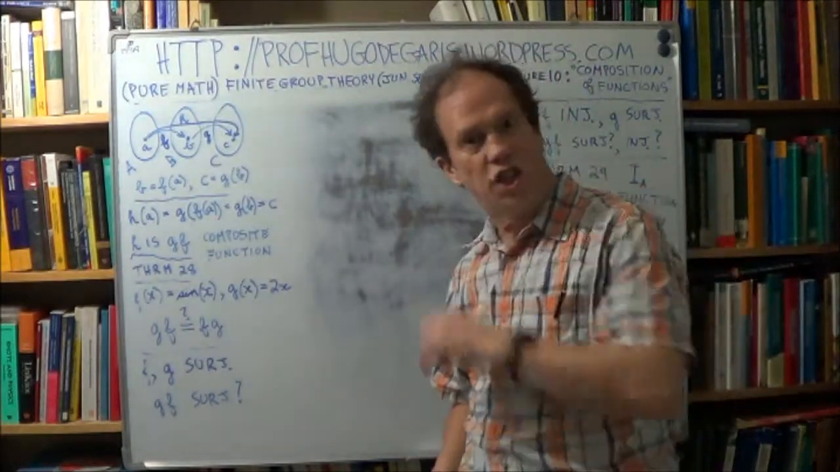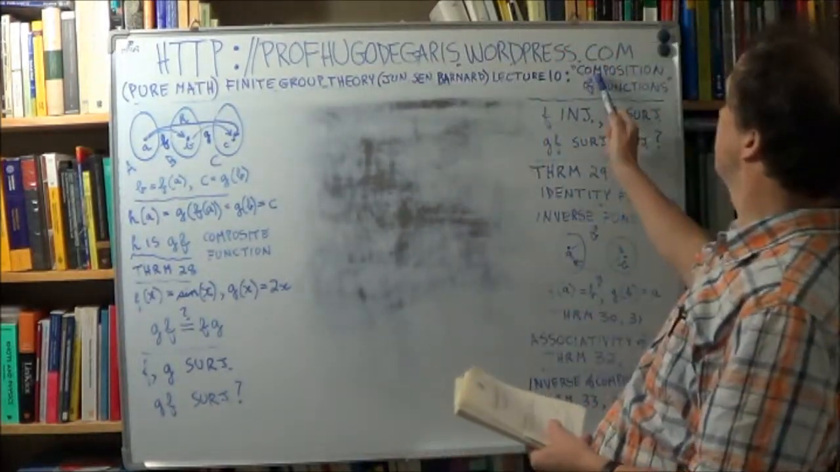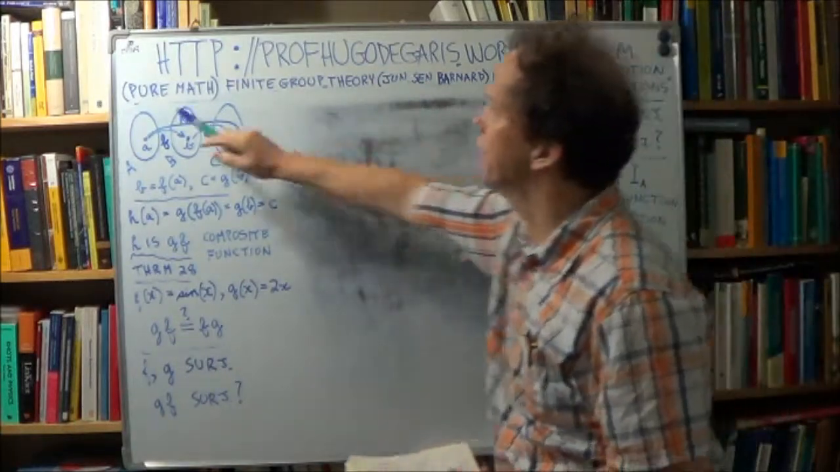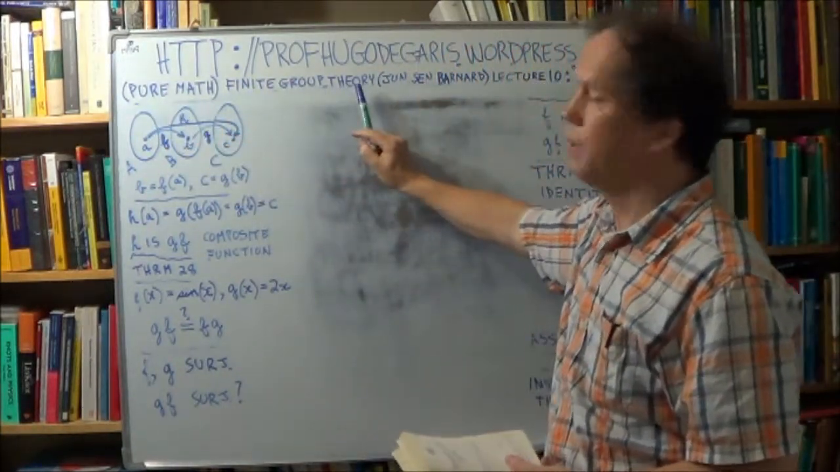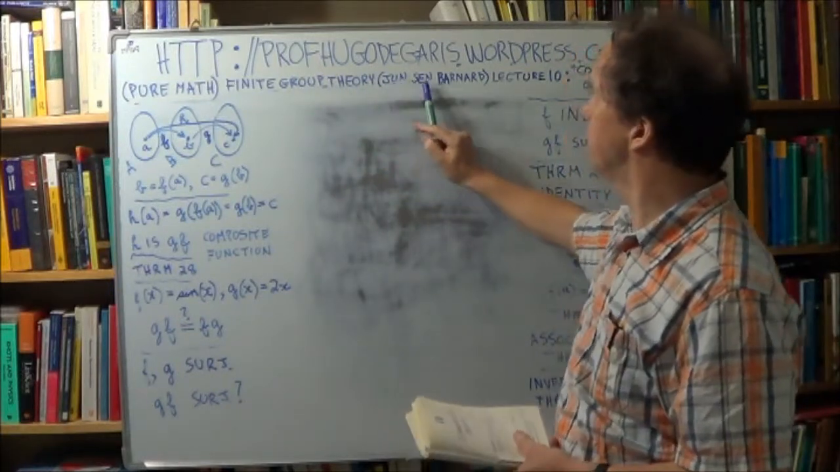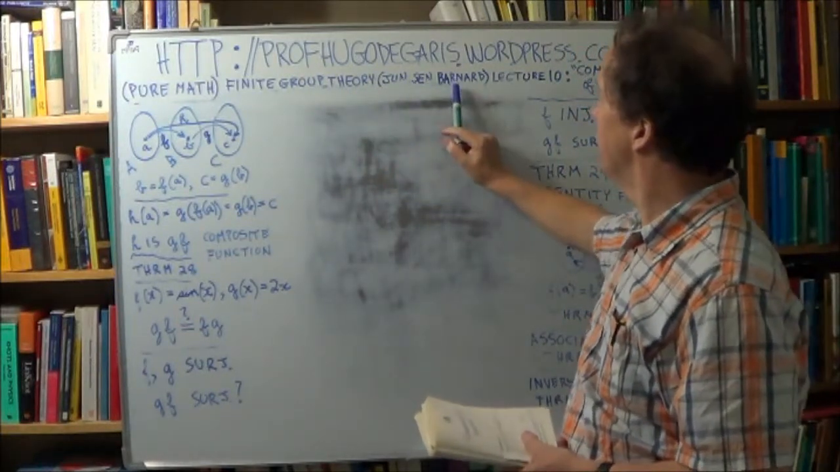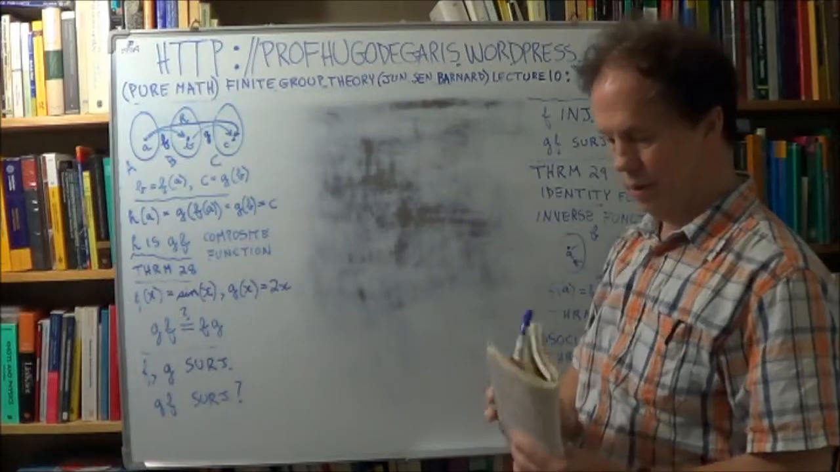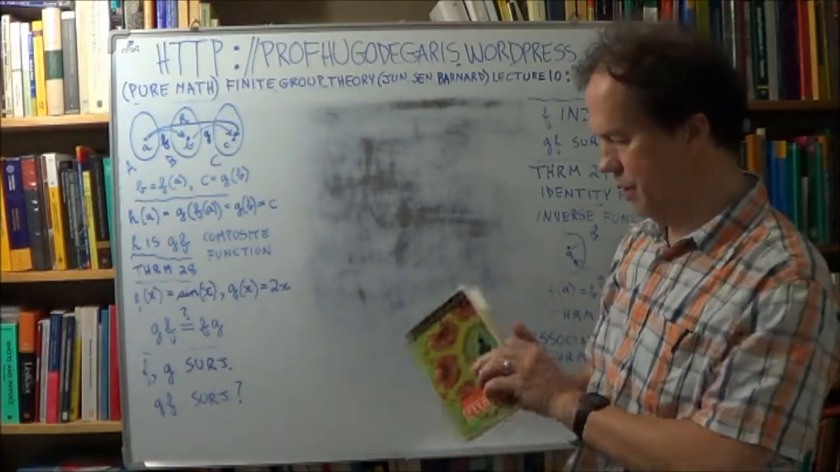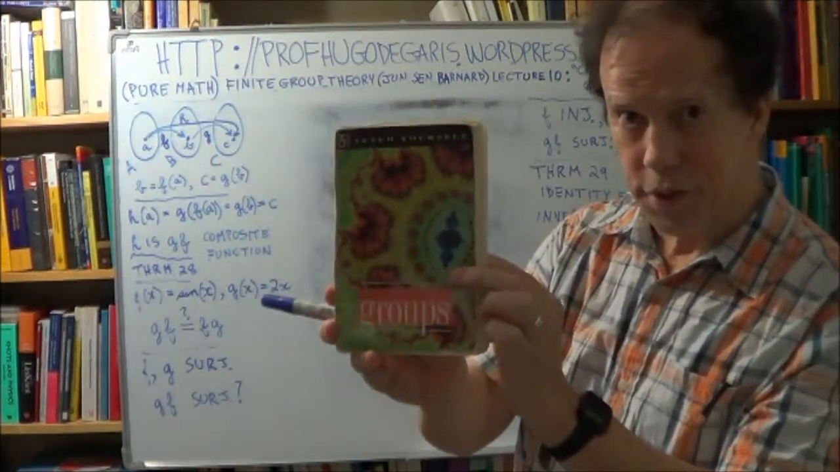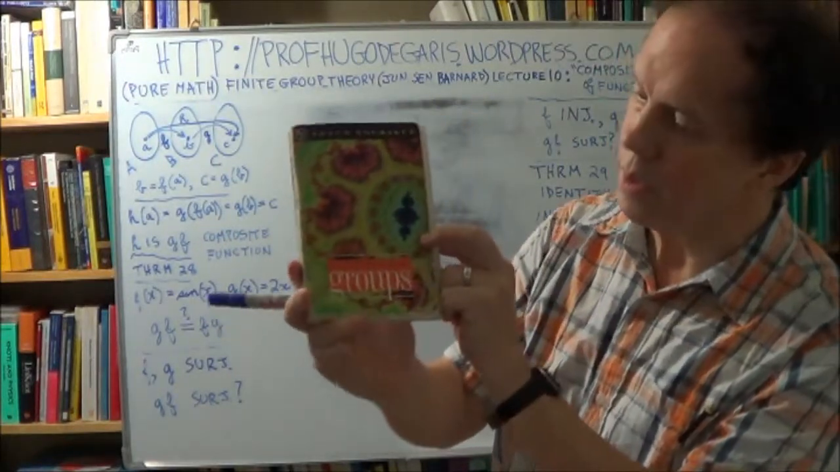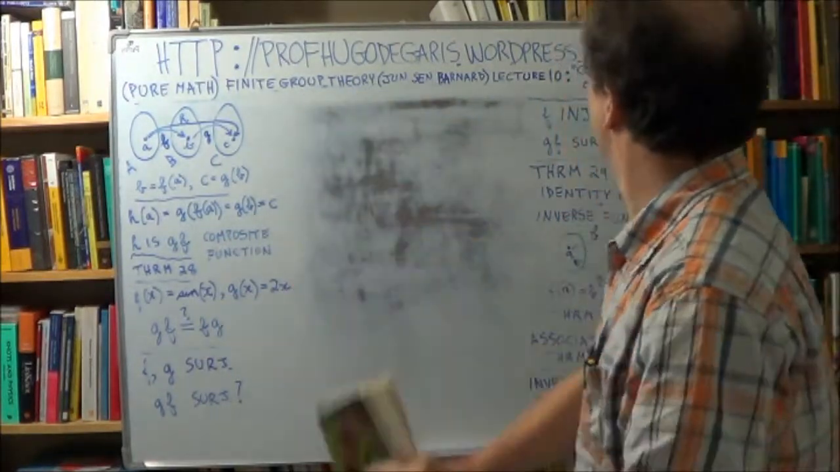This is lecture 10 called Composition of Functions. It's a pure math course called Finite Group Theory at junior and senior level. The first author of the text is Barnard, and here's the text. It's in the Teach Yourself series, and the title is Mathematical Groups.